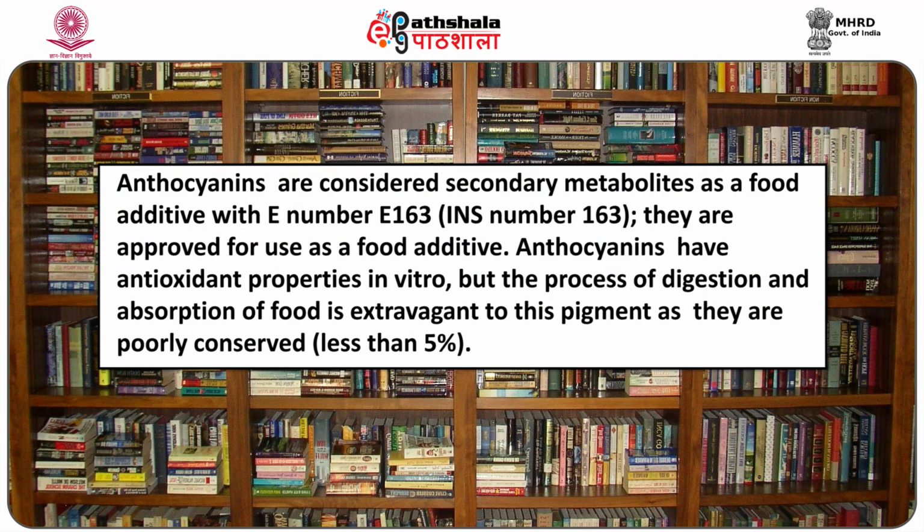The difference in chemical structure that occurs in response to changes in pH is the reason why anthocyanins are often used as pH indicators, as they change from red in acids to blue in bases. Anthocyanins are considered secondary metabolites. As a food additive with E number E163, they are approved for use.